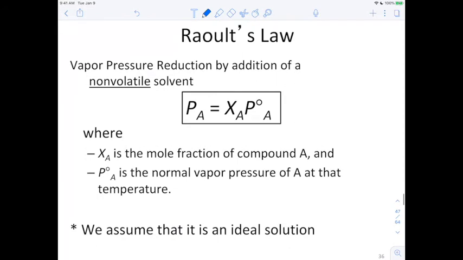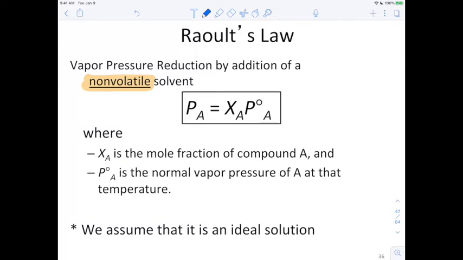All right, so here is Raoult's law, and Raoult's law has to do with vapor pressure reduction. And the way we're going to use it is with non-volatile solvents. So there is another way of using this. If you have a volatile solvent, basically you're going to calculate it twice and add it together. We're just going to focus on the non-volatile though, meaning that you've got a solvent that does not have its own vapor pressure. It's not going into the gas phase itself.